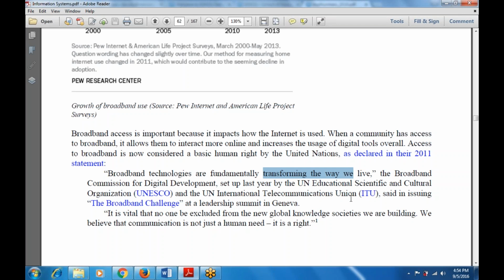It is vital that no one be excluded from the new global knowledge societies that we are building. And we believe that communication is not just a human need, it is a right.